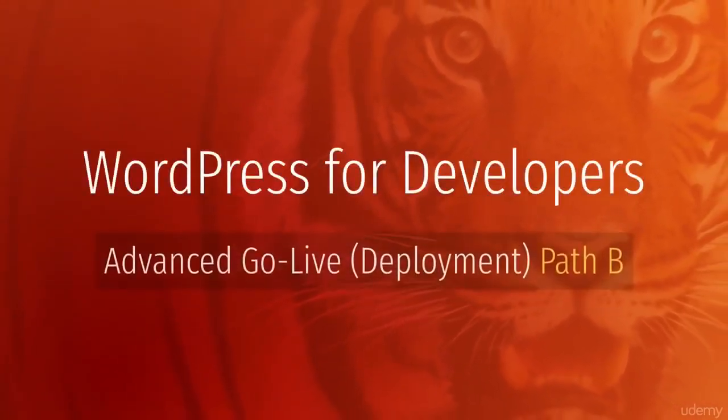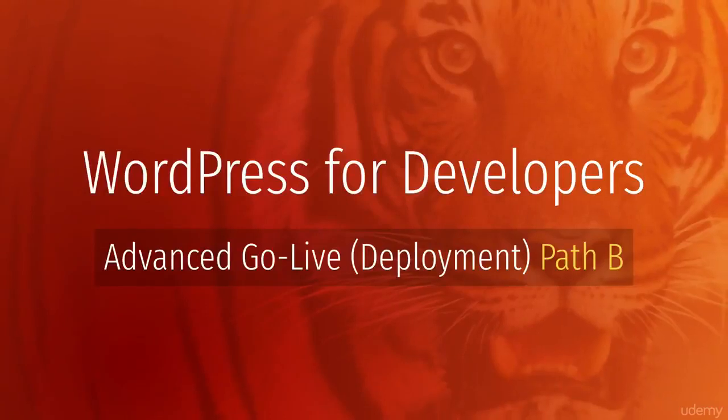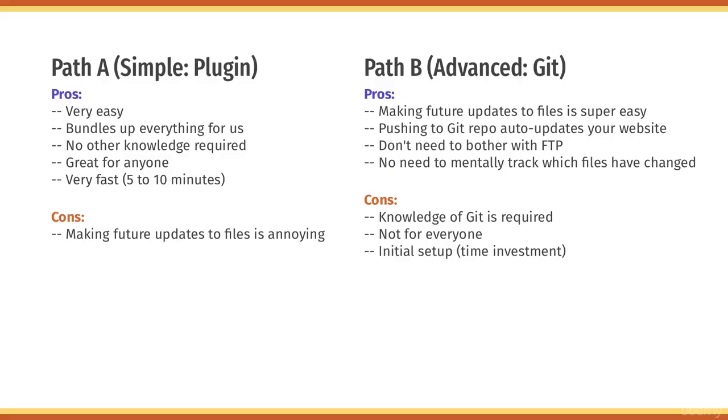Hello everyone! In this lesson, we will learn about a more advanced way of going live with a WordPress website. Now in this more advanced path, we are not going to use a plugin to do everything for us. Instead, we are going to learn how to do things manually by hand. Why would we do this? Well, one, it's a good opportunity to learn more about WordPress, and two, it will allow us to implement automatic Git deployment so that making future updates to the code files of our live website is a piece of cake.